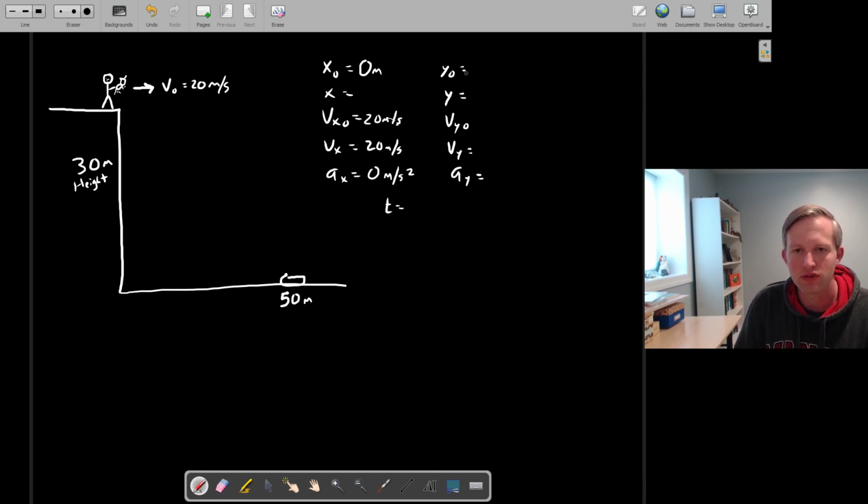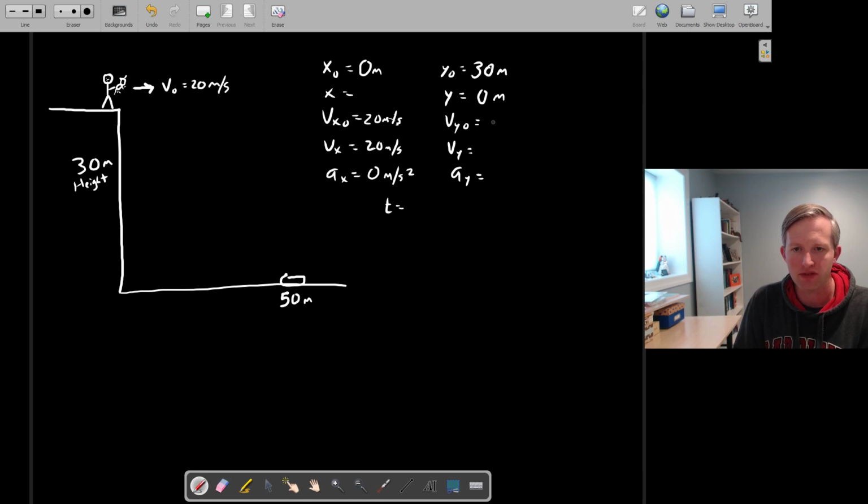For the y variables, it's a little different. So I know it's starting 30 meters off the ground, and so I'm going to plug in 30 meters here. Now, for you personally, if you prefer to consider the starting point 0, that's fine, as long as your final y displacement is going to be 30 meters less. So I'm going to say 30 meters is where I started, and I'm going to end at 0 meters. You could put 0 here and end at negative 30. That's fine. Mathematically, it'll all work out because it's the change in displacement that really matters.